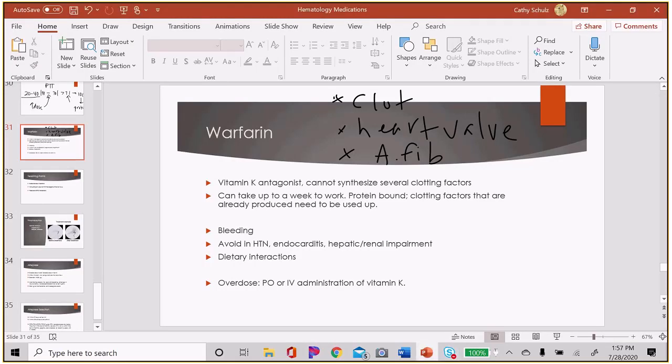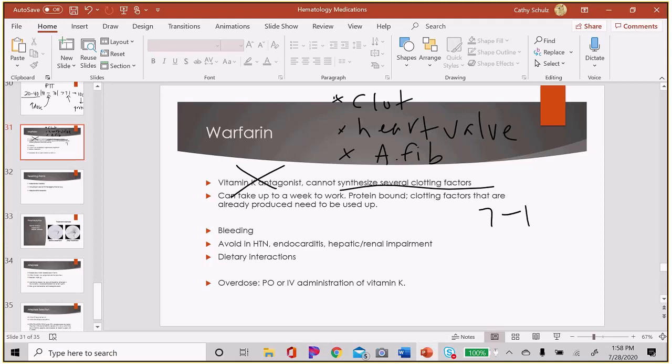Okay, so these are the reasons I might give somebody Coumadin, and they might take it for either the rest of their life or at least a while. And what Coumadin does is it actually stops the synthesis of all the clotting factors. Clotting factors are made in the liver with the assistance of vitamin K. Coumadin is a vitamin K antagonist, so then you can't make the clotting factors. But it takes a while.